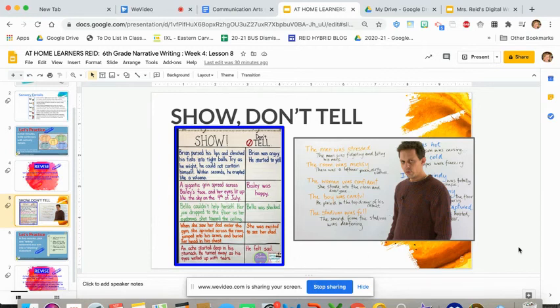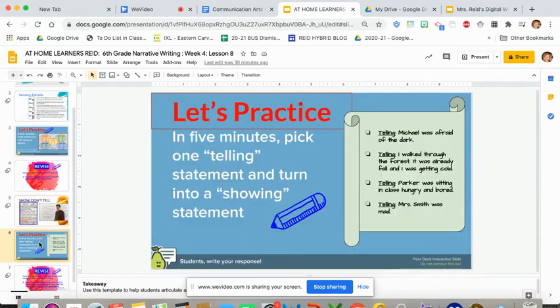And then, so watch the video and write down these notes, and anything else that you think is going to help you as a writer. Remember what showing, not telling is. And then I'd like you to do a little practice. So in 5 minutes, pick one telling statement and turn it into a showing statement. Again, when you do your answer, please put your name and your hour. That's a big help for me.